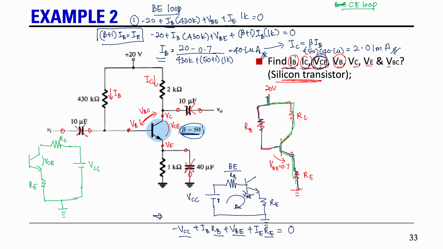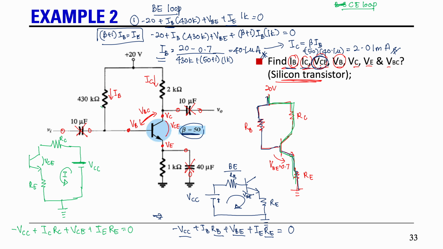And then how is your KVL? Let's say your KVL is based on the loop of current, because current is always coming out from the positive. So what is your KVL equation? Your KVL is going to be negative VCC plus IC RC plus VCE, plus IE RE equals 0, right? Next, we can substitute all this.